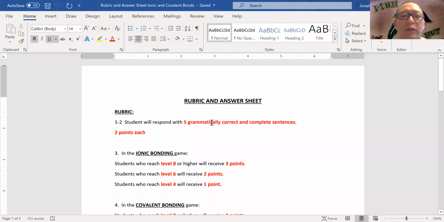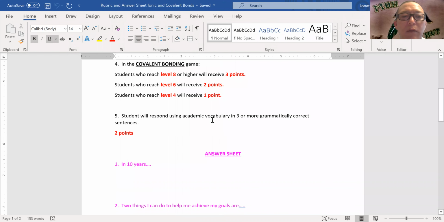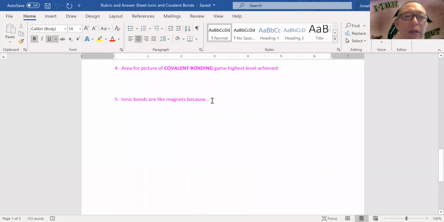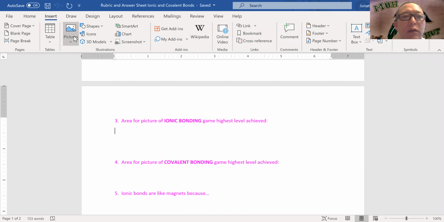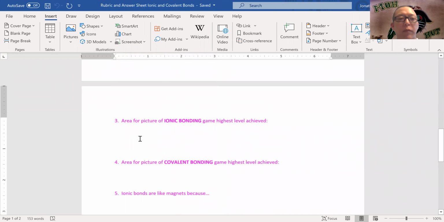Right here. So the rubric and answer sheet, as always, has the rubric at the top of what I'm expecting from everybody, and at the bottom it has the places to answer the questions. So right here, if you see number 3, area for picture of the ionic bonding game, right there I would insert a picture of my level 8 completed in the ionic bonding game.